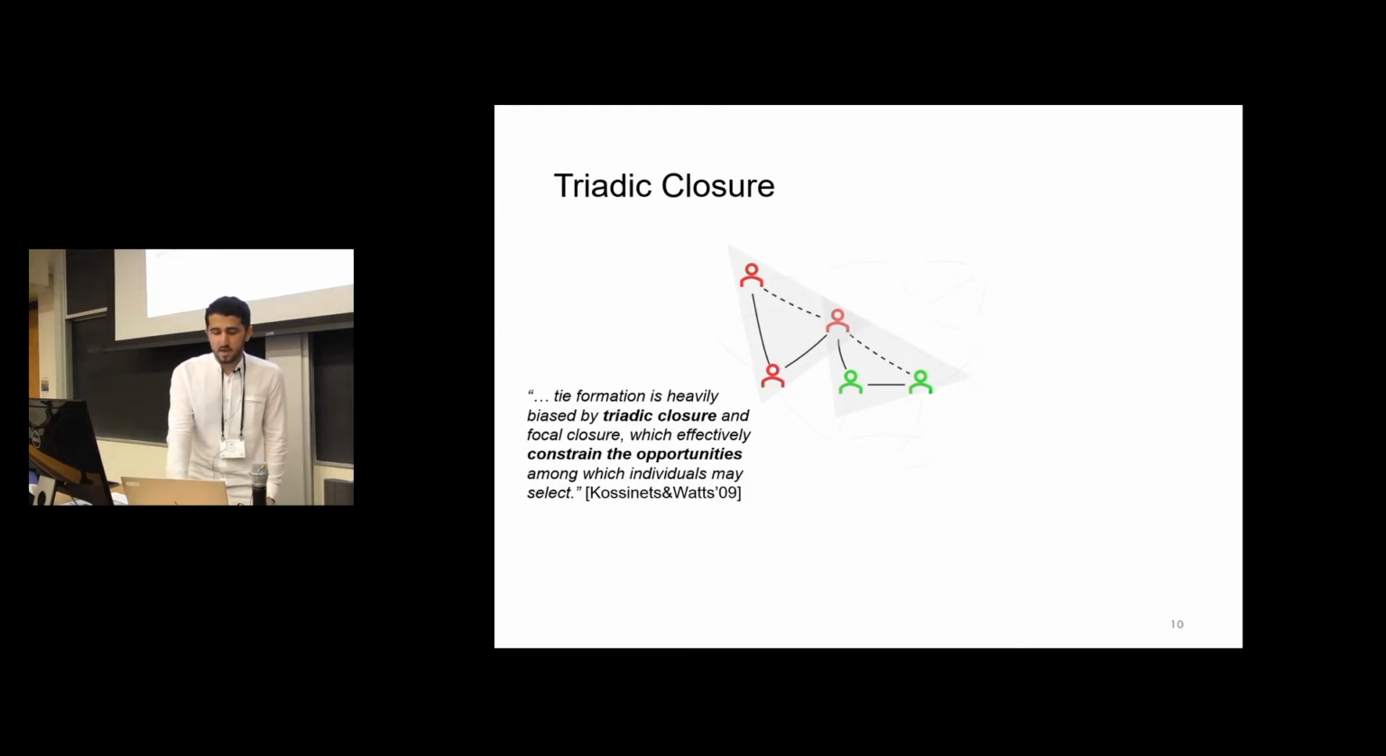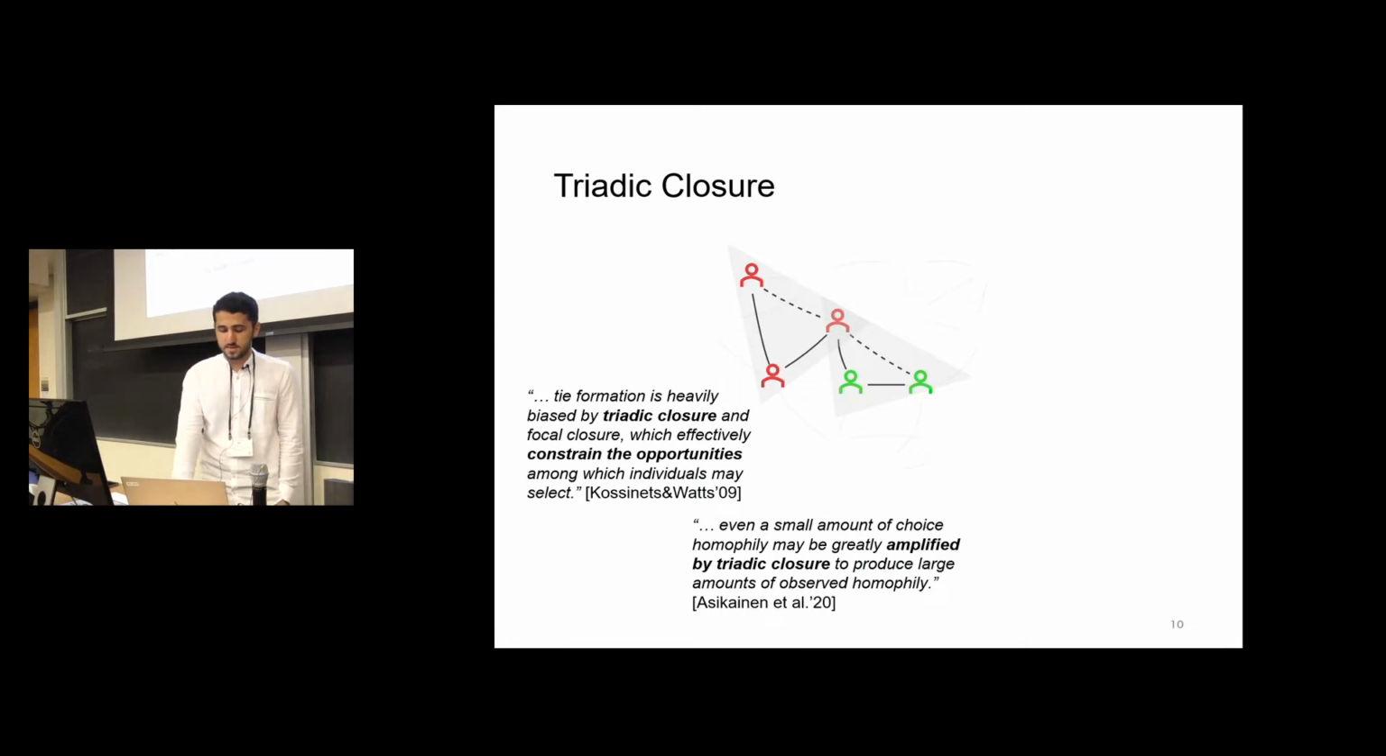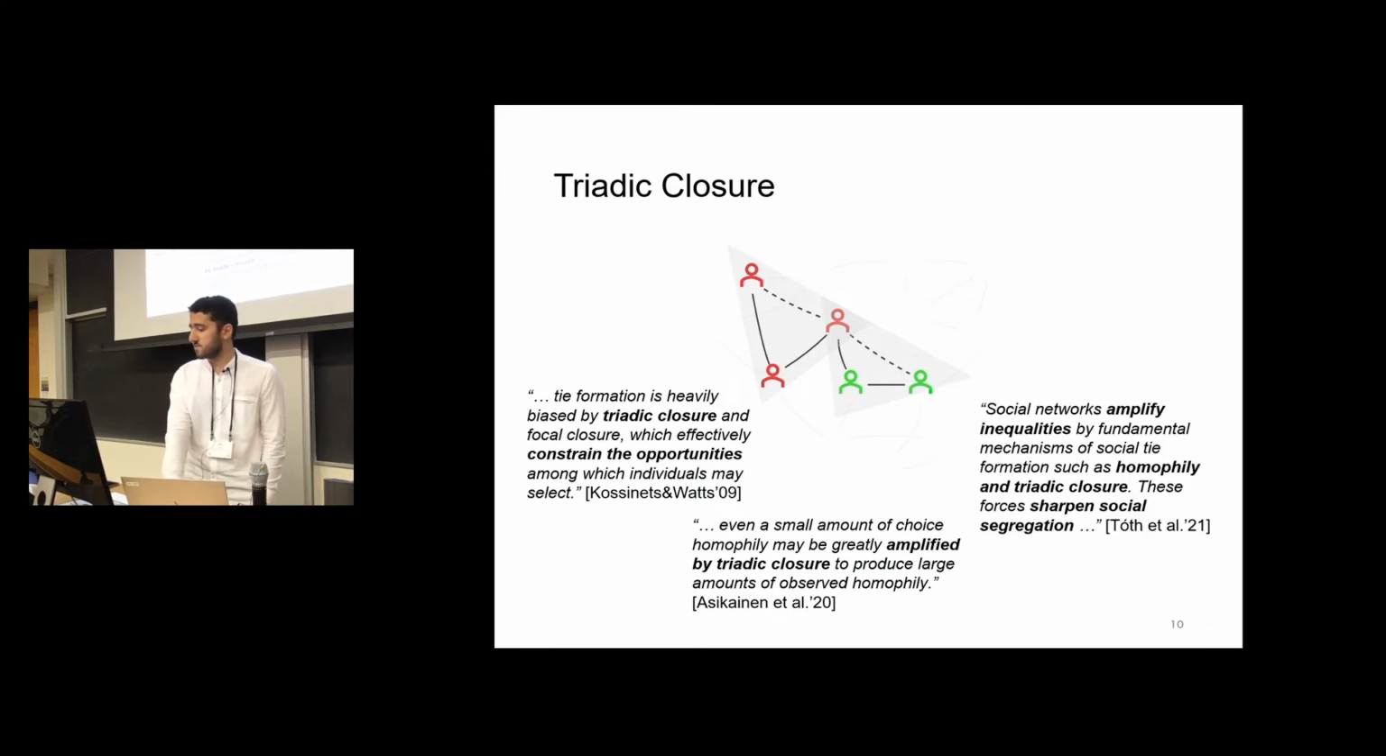Triadic closure is often cited as one of the factors amplifying homophily in the network. For example, this work by Kossinets and Watts mentioned that tie formation is heavily biased by triadic closure, which constrains opportunities. More recently, Asikainen and others mentioned that even a small amount of homophily may be greatly amplified by triadic closure, or an even more recent one: social networks amplify inequalities by mechanisms like triadic closure.